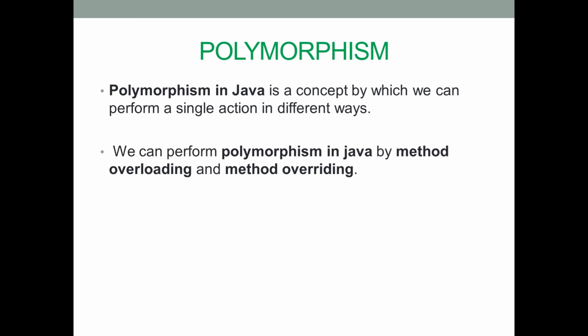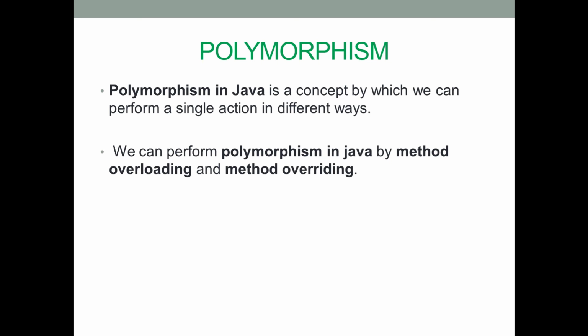And finally, the core concept of OOP in Java is polymorphism. Polymorphism in Java is a concept by which we can perform a single action in different ways. It means that an object in a Java program can act in different forms. That is why it is known as polymorphism. We can achieve polymorphism in Java by method overloading and method overriding. These are the two operations related to polymorphism.